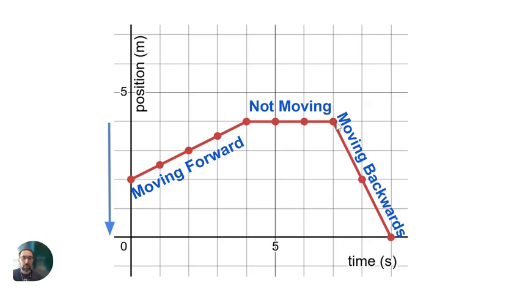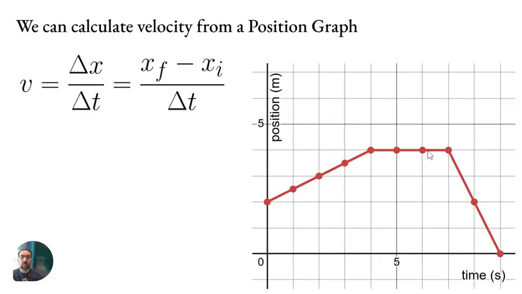We start at position 4. After 1 second, we've gone to position 2. After another second, we're back at position 0. Turns out that if you have a position graph, you can find the velocity. The velocity is embedded, it's in there, and we can find it.